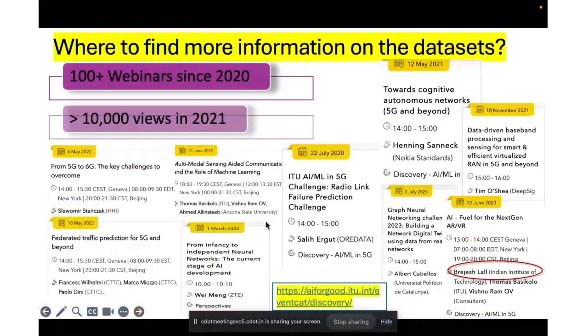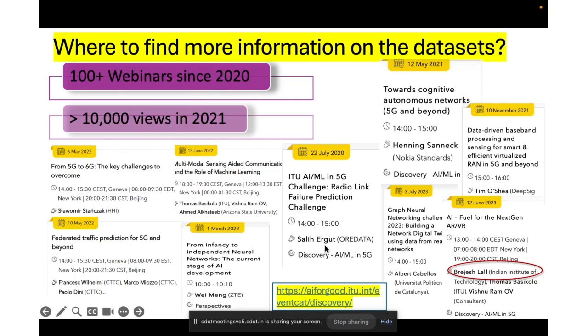So in case you want to cite or publish papers, where do you find information on datasets? There are a whole bunch of webinars which ITU has published. You can see here, there is a discovery series of webinars, which publishes expert talks, including from India. There are several expert talks which have been published over a period of time. I mean, we started in 2020 onwards.